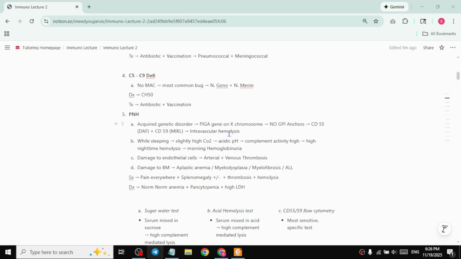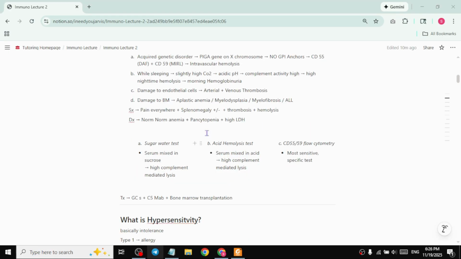We know that it's intravascular hemolysis. The reason why it's nocturnal hemoglobinuria is that while sleeping you have slightly high amounts of CO2, which leads to acidic pH, which basically increases the amount of complement activity, right? So when you wake up, you get morning hemoglobinuria. So now you know the cascade, right? Because of damage to endothelial cells, you see arterial and venous thrombosis. Damage to bone marrow, you are basically cascading the bone marrow towards dysfunction, right? So aplastic anemia, myelodysplasia, myelofibrosis, eventually ALL, leukemic transformation of the bone marrow, all possible because you're damaging it.